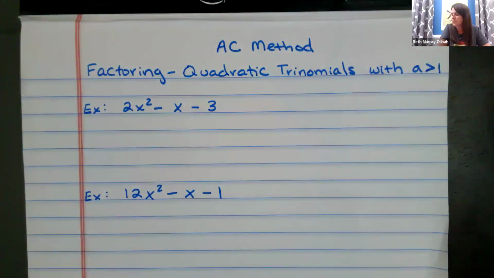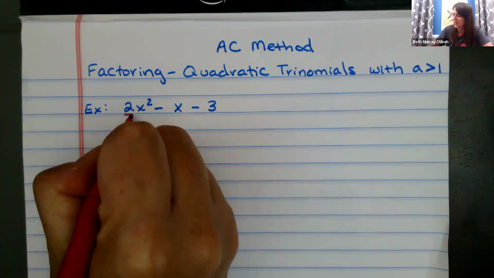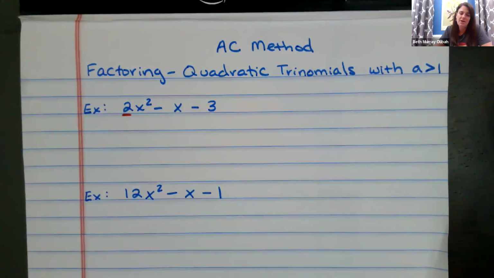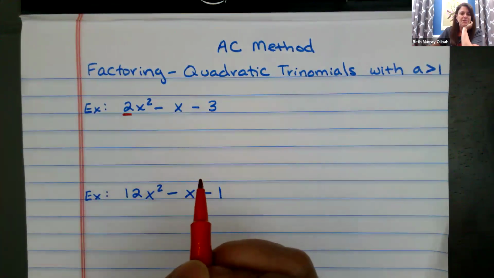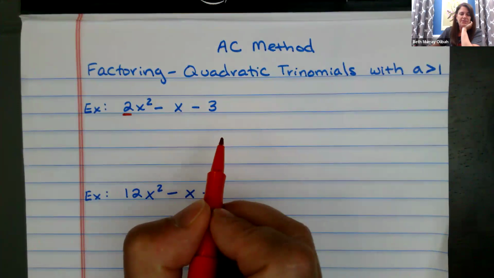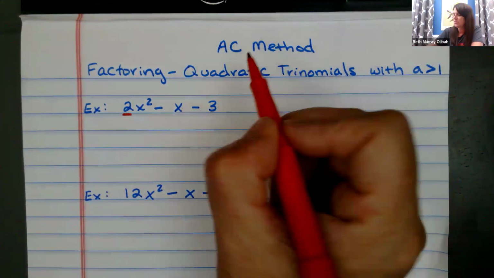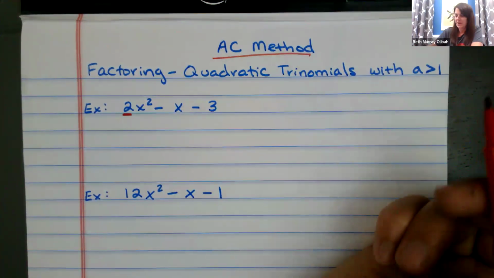Hello, this is Math with Beth, and we're going to get started with factoring quadratic trinomials with a greater than 1. What that basically means is there's a number here that is larger than 1, so you can't do the easy type of factoring where you go straight to the parentheses and have your final answer in one step. There's a couple different ways to do that. I'm going to be doing it with the AC method.